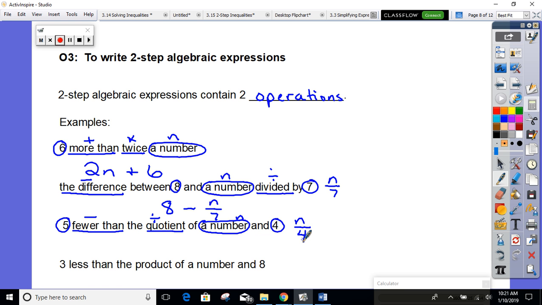And then we have 5 fewer than that. So Alexis, how are we going to write the whole expression now? Are we going to write 5 minus n over 4, or are we going to write n over 4 minus 5? Good. How did you know that we need to write it that way? Because it's 5 fewer than the quotient. Yeah, and this word than tells us that we're going to reverse the order.